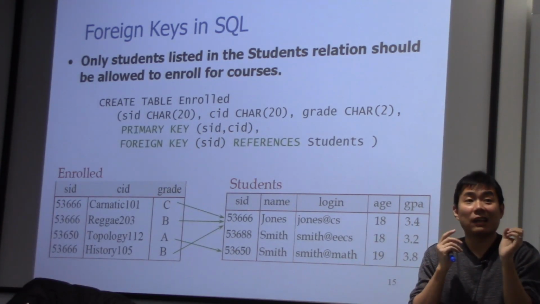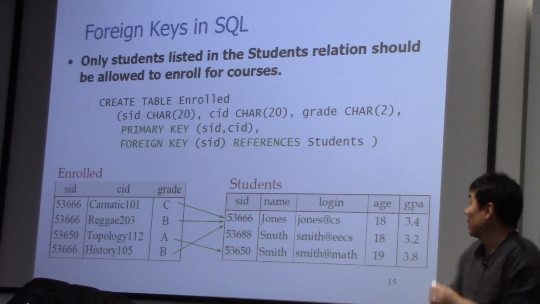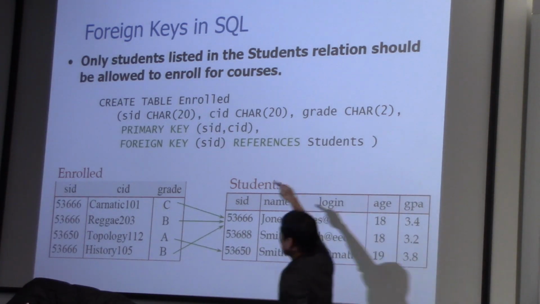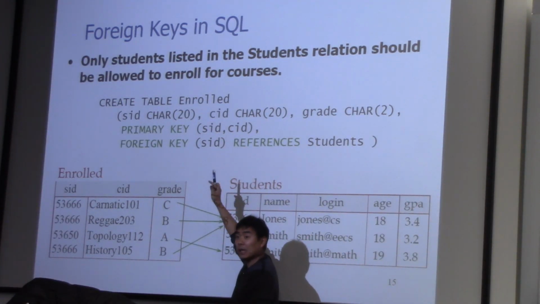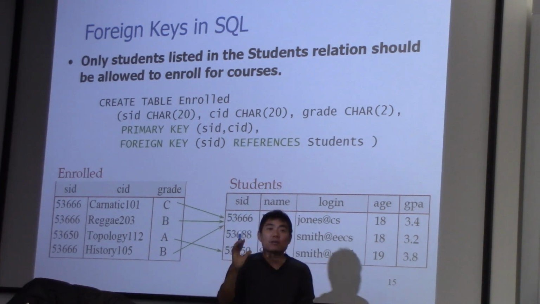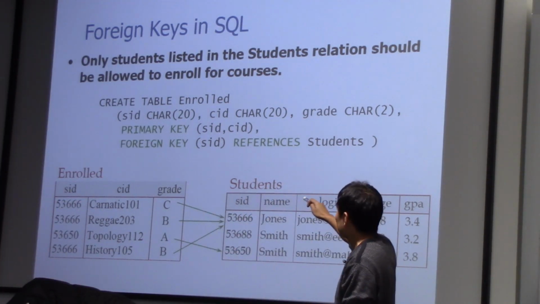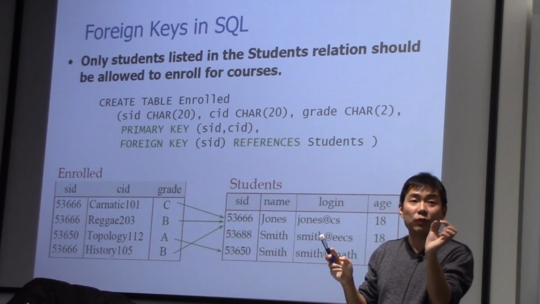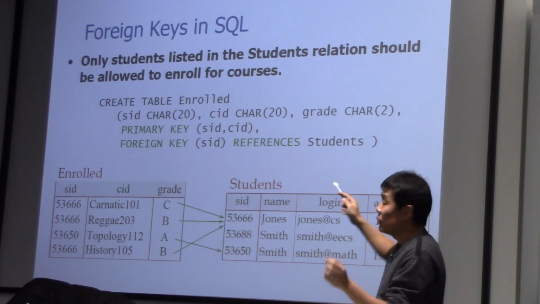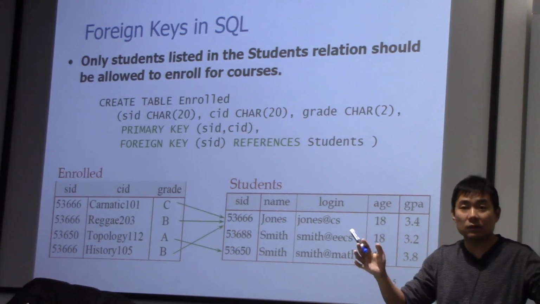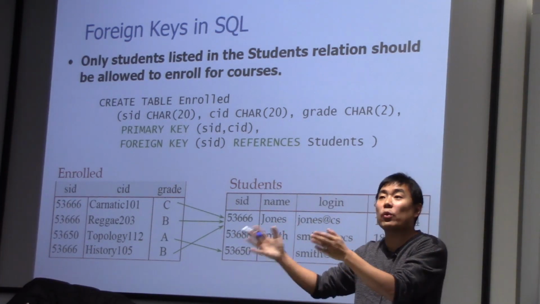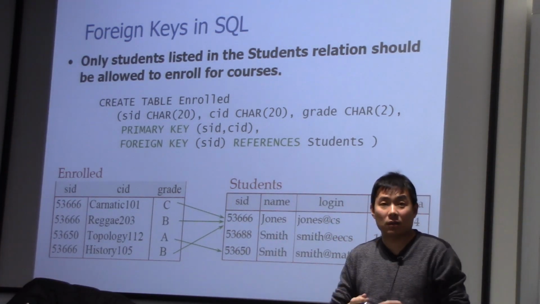And in this example, SID is a foreign key. The way you specify that is you create a table, you specify your primary key, and the last thing you specify is what we call the foreign key. You specify the keyword foreign key with the field that's your foreign key, which is SID in this case, and use the keyword references followed by the table name where this is a key.